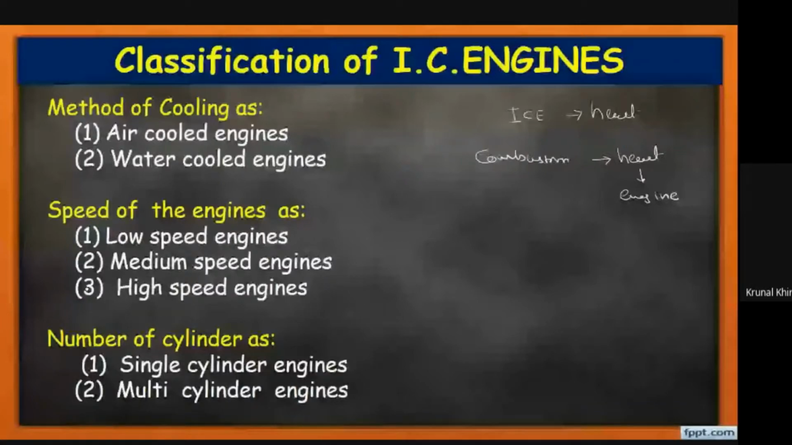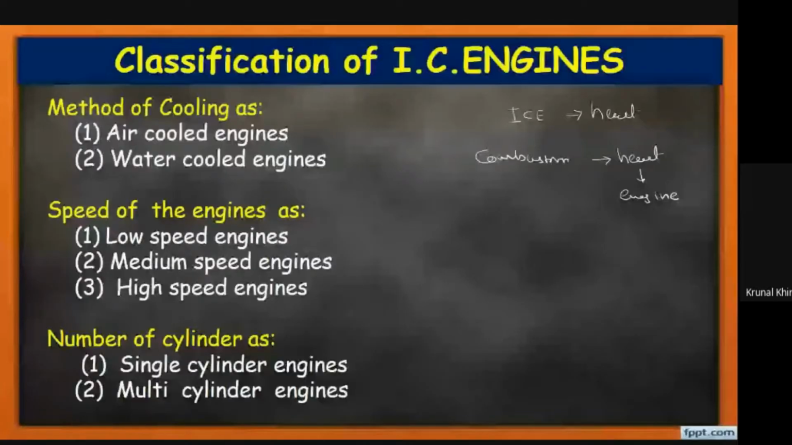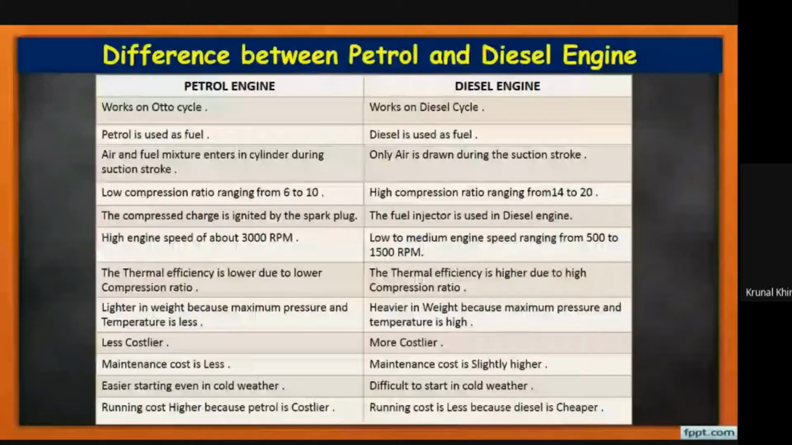And the number of cylinders. If an engine has only one cylinder, it is called a single cylinder engine. If we have more cylinders than one, then we say these are multi-cylinder engines. Now the classification is over. In other books or references, lots of classifications are given, but right now it is not required to discuss more about the classifications of IC engines.